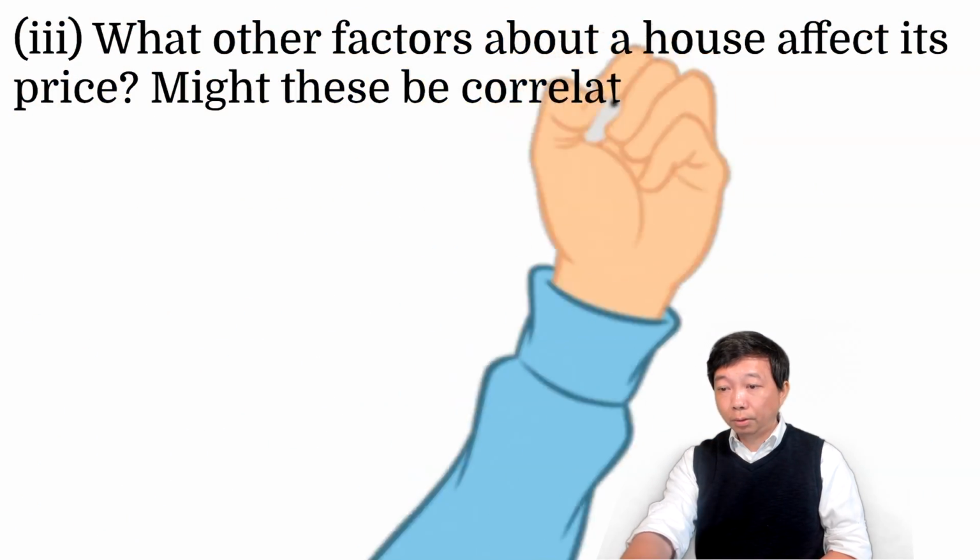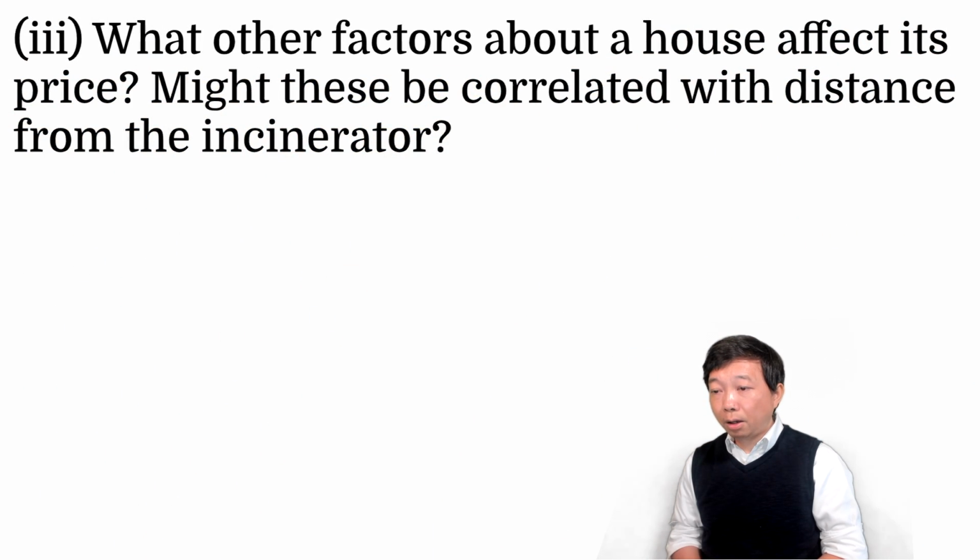The third question, what other factors about a house affect its price? Might these be correlated with distance from the incinerator? Other factors that affect its price include whether the house is in a wealthy neighborhood, the house size, the age of the house, and so on. They are correlated with the distance from the garbage incinerators.